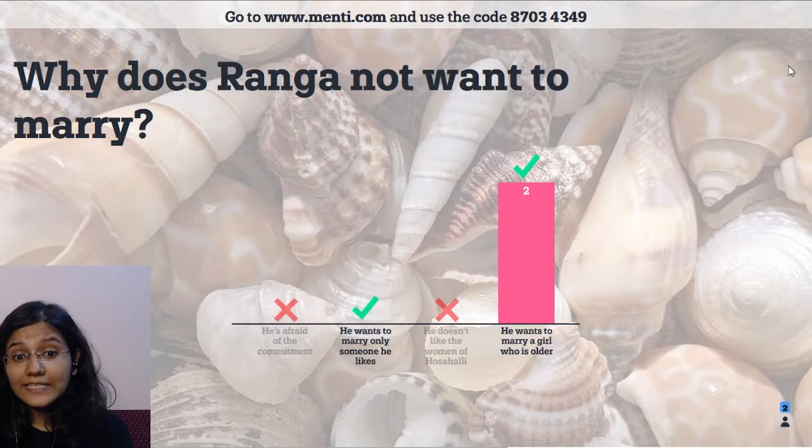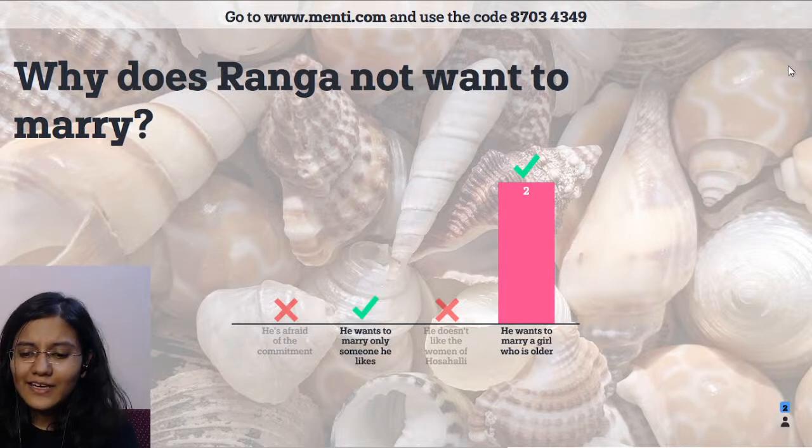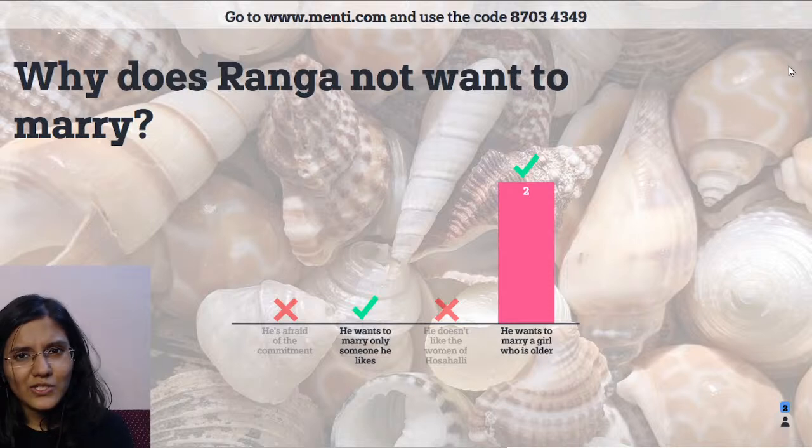Yeah, you're definitely right. That's one of the reasons he wants to marry a girl who's older. But he also wants to marry someone who he likes, right? So in this story, the story is set in older times when child marriage was incredibly common, right? So Ranga would be expected to marry someone who is much younger than him, and he would also be expected to marry whoever his parents chose for him, right?